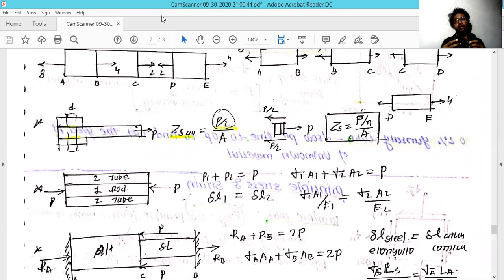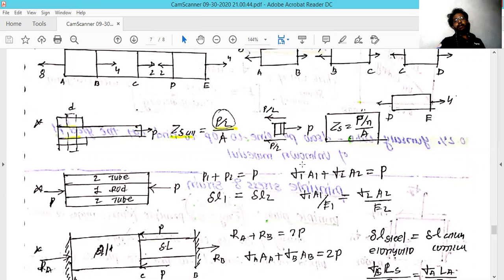So the total force, which is distributed equally, is P1 plus P2, which is equal to the total pressure applied at the end. So there is compression in both the tube and the rod, applied at their ends. Whenever you apply the compressive force, the change in length of both the tube and the rod will be the same. That's why we have taken the change in length for the first, that is the rod, and the change in length of the tube will remain the same.